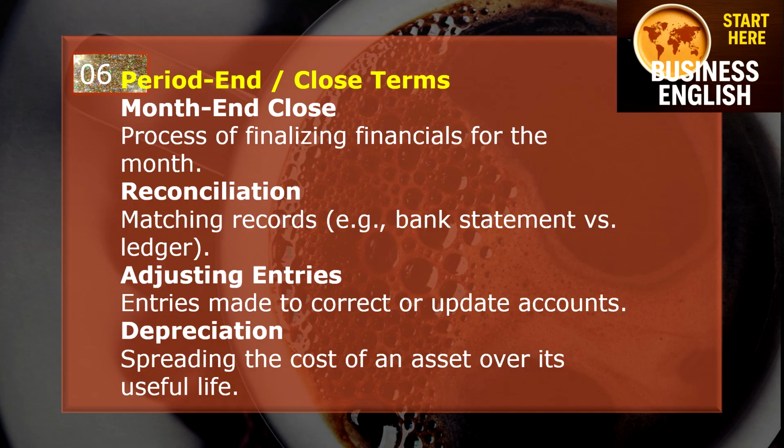Adjusting entries: entries made to correct or update accounts. Depreciation: spreading the cost of an asset over its useful life.